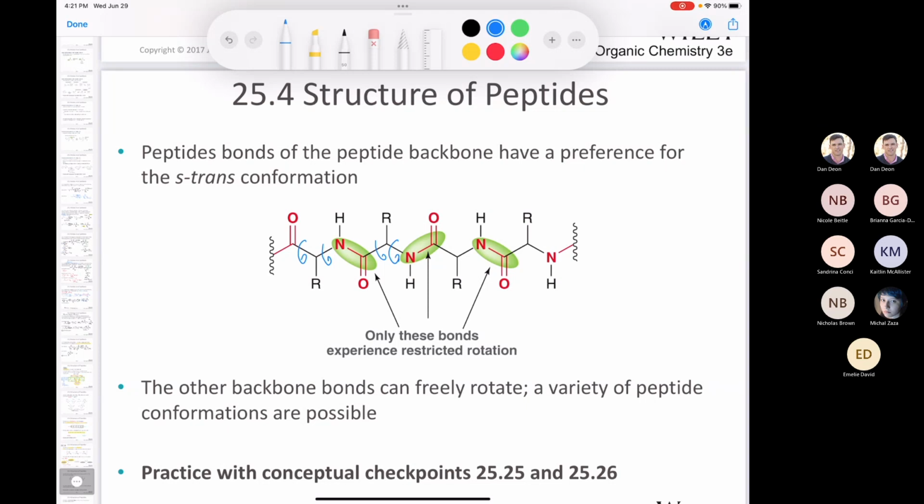And because of that, it enables a peptide to adopt a variety of conformations. This is why peptides fold in on themselves and form some really interesting structures. You might have seen those in biology, if you've studied the tertiary structure of proteins.